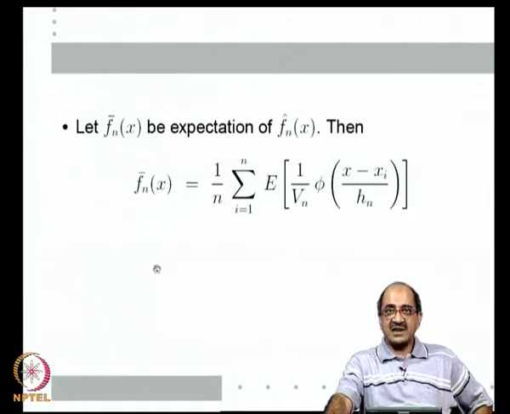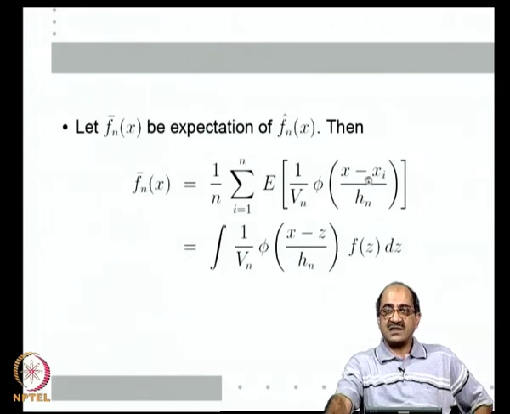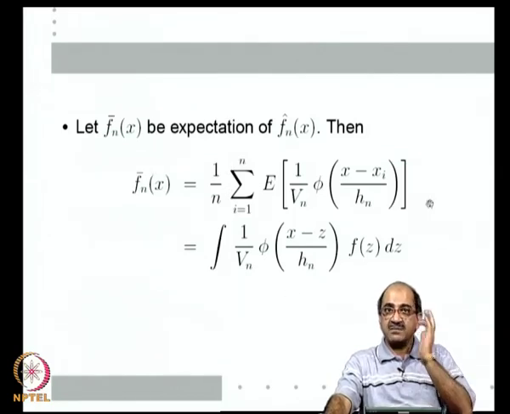Now, the expectation of any one of these terms is easy to write, because in this expectation what is random is this x I, and I know the density of x I, x I are of density f. So, I can write this entire expression as the integral of 1 by V n phi of x minus z by h n, f of z dz, because this x I is the random variable which has density f. So, the expectation inside is given by this integral, as we said x I are IID. So, each of these expectations are the same value, and then I divide by n. So, both 1 by n and the summation will go, and the f bar n of x will become this.